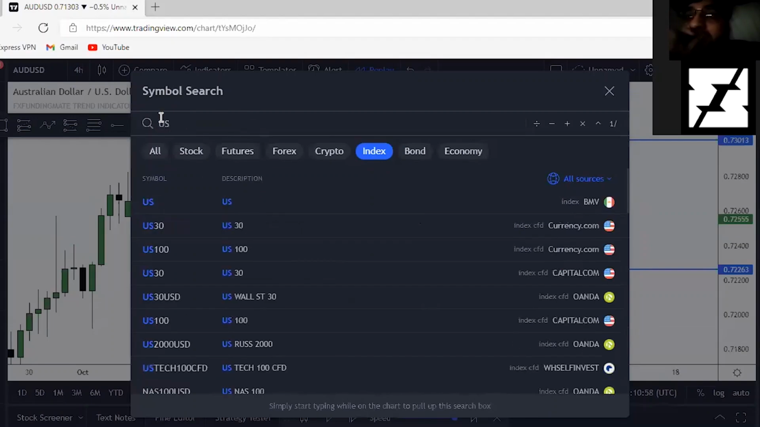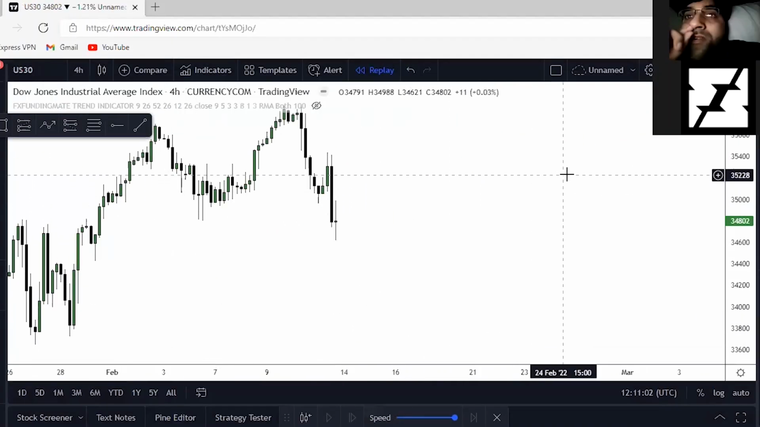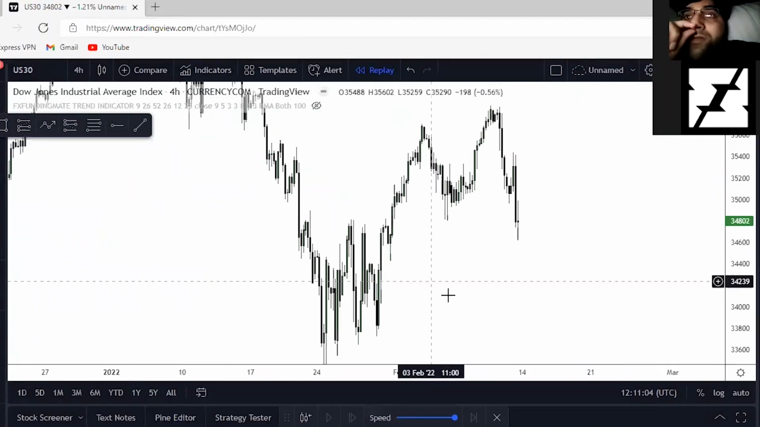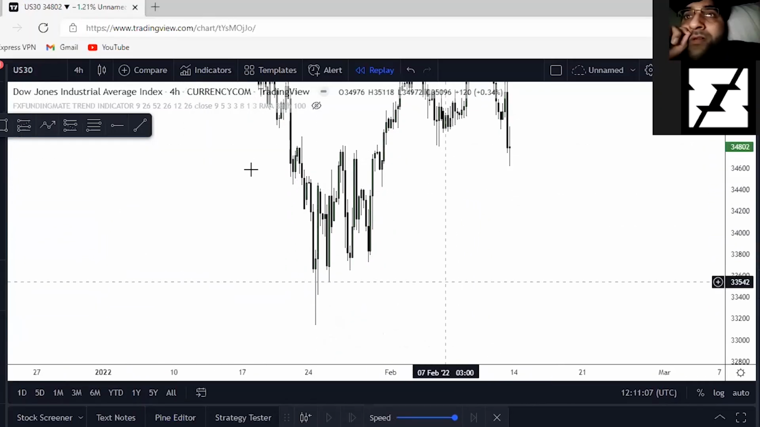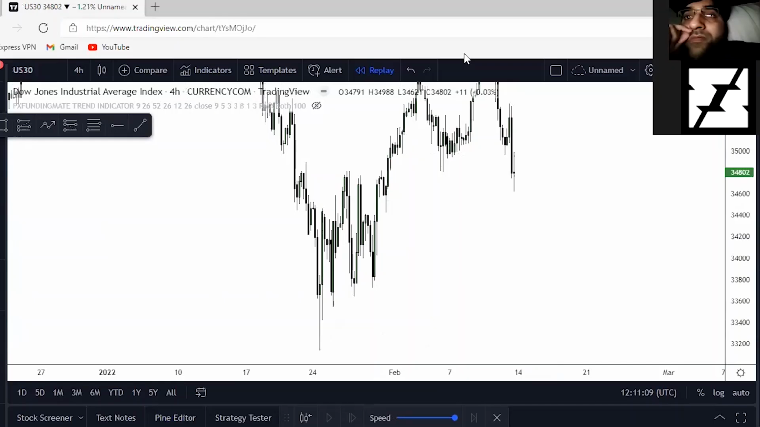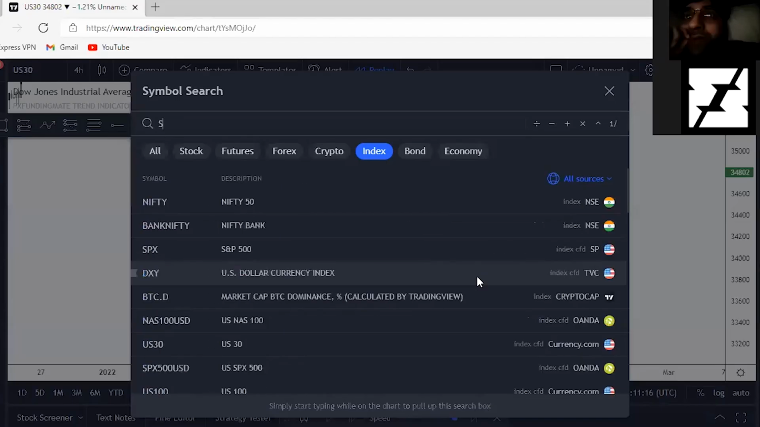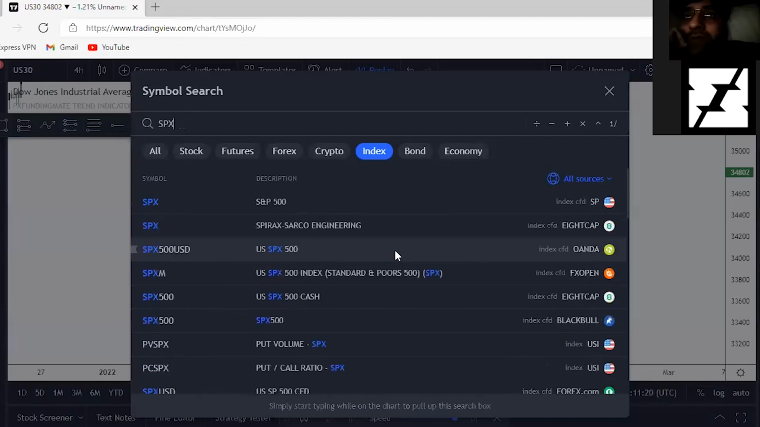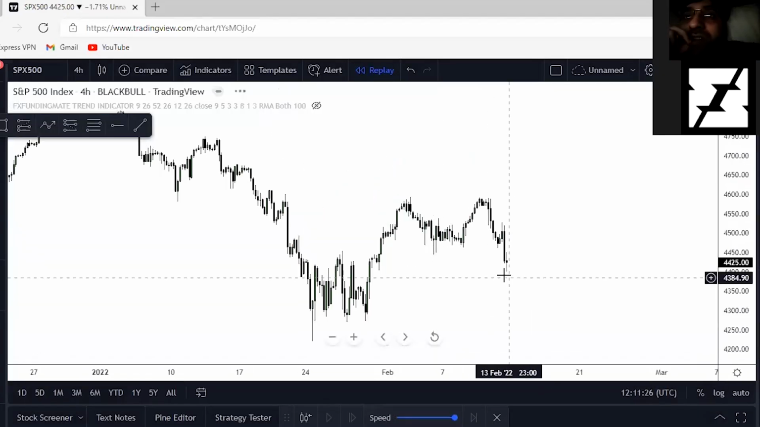Okay, so let's do US 30 for example. Okay, so for example, let's see just for example. SPX. Oh shit, sorry. I don't really trade index, so I don't really know. Okay, so let's choose this one for example.